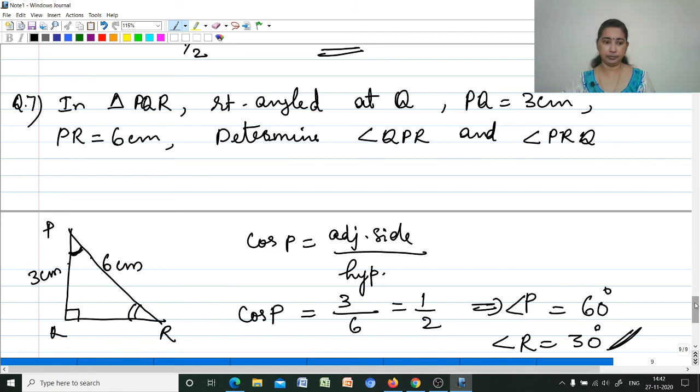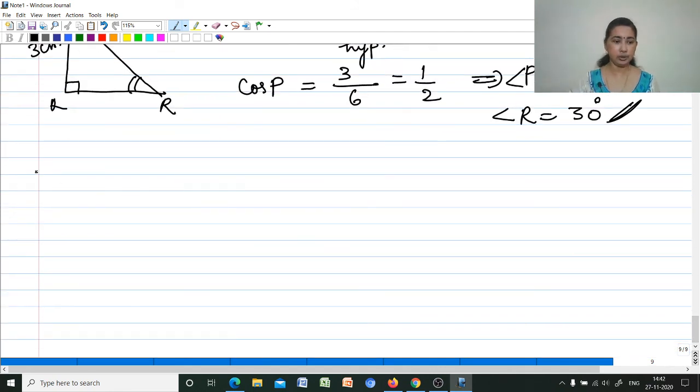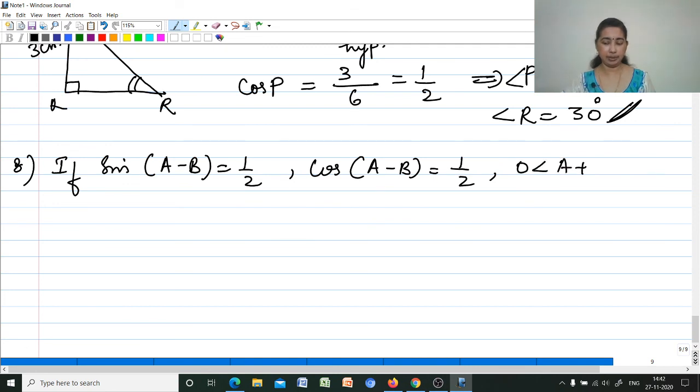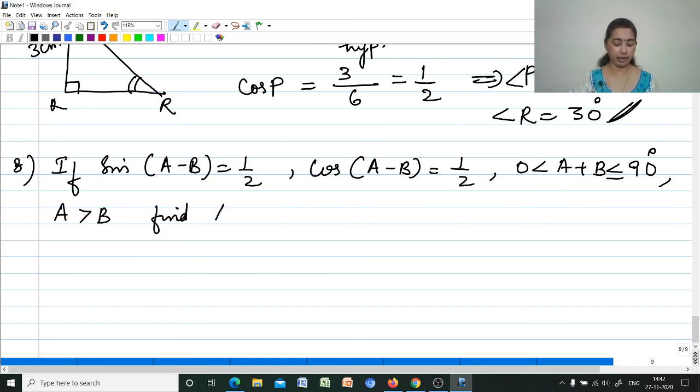So, now next one, question number 8. If sine of a minus b is equal to 1 by 2, cos of a plus b is equal to 1 by 2, 0 less than a plus b less than or equal to 90 degree, and a is greater than b. Find angle A and B.